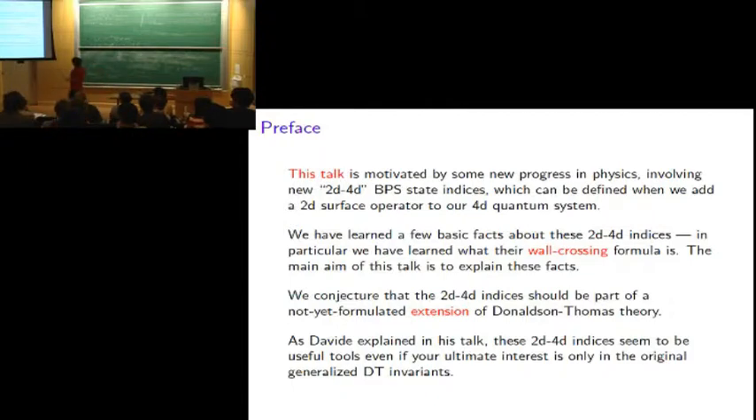So we studied these things in physics, and we've learned a few basic facts about them. In particular, one of the things we've learned is what their wall crossing formula is. And so the main aim of this talk is to explain these rudimentary facts that we've learned about the 2D, 4D indices. The reason for explaining these to an audience of mathematicians is that we conjecture that these 2D, 4D indices are really part of a new, not yet formulated extension of Donaldson-Thomas theory.